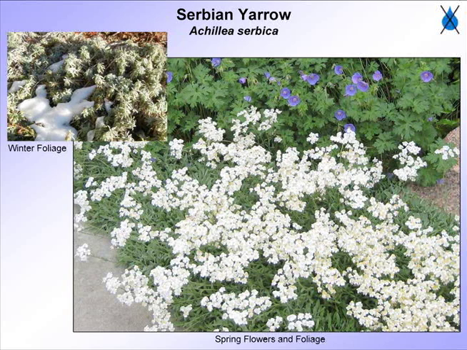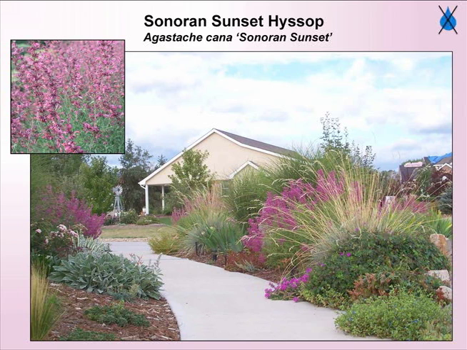This would be a great plant if you have a slope, sunny, dry, on the south or west facing part of your property. This would be an excellent plant to use to help anchor that slope and give you year-round interest. This is Sonoran Sunset Hyssop, and I don't know if you're familiar with the hyssops or not, but they're wonderful hummingbird magnets. They have a tremendous fragrance.